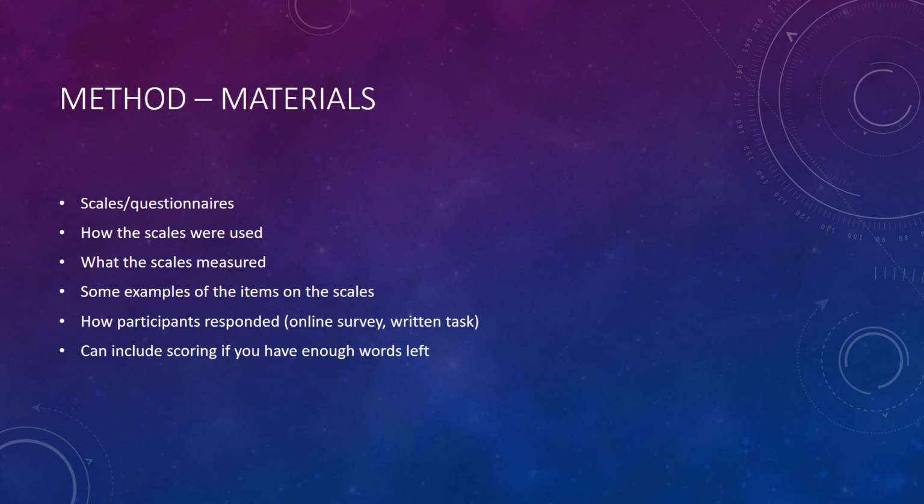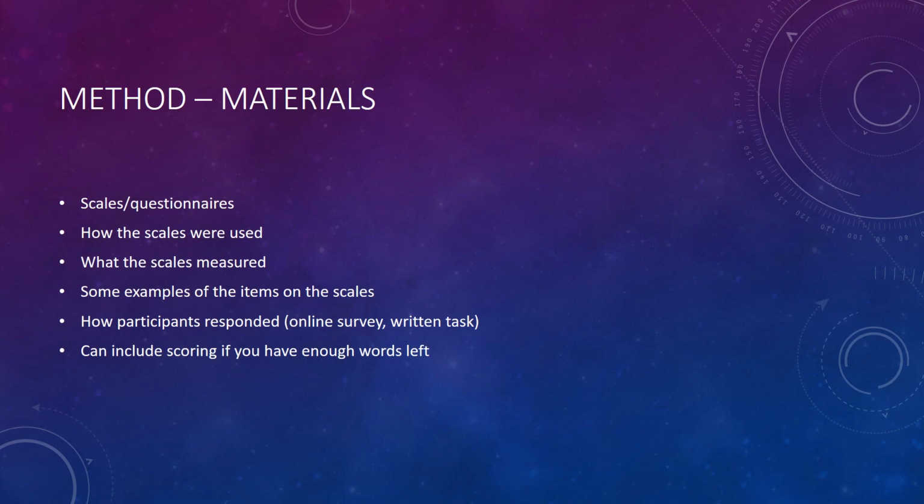So then the materials: essentially, what measures and scales and experiments and tasks did you use in your study? It's important to also illustrate the previous validity and reliability of these measures if they were previously used in other research. So for scales and questionnaires, if those were used, how were the scales used? Did you use a standardized scoring method or did you use some alternative scoring methods? What exactly did the scales measure? Relate this back to your dependent and independent variables. You can also put some examples of the items on the scale, although this might also be done in an appendix. Detail how the participants responded, such as an online survey or a written task.